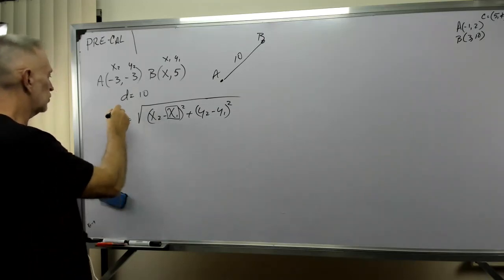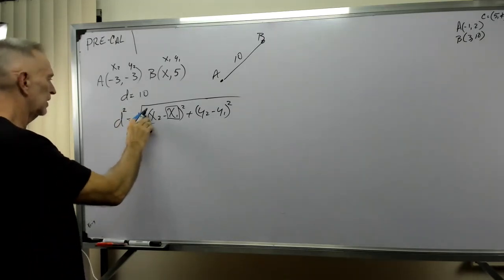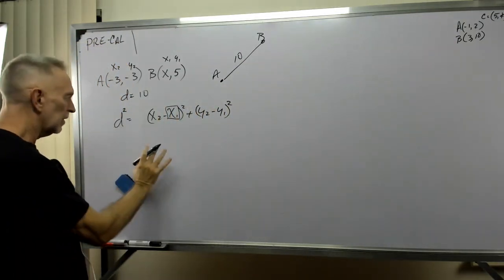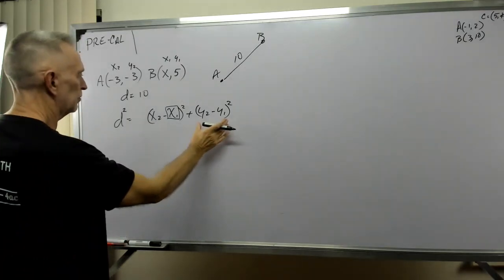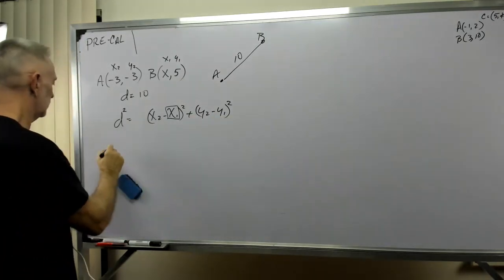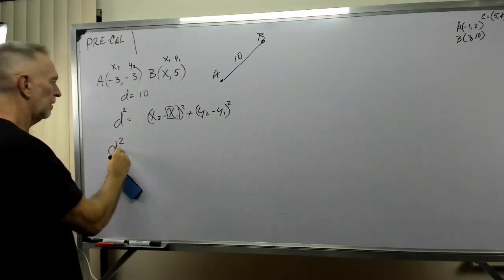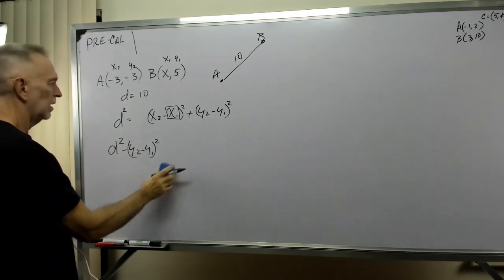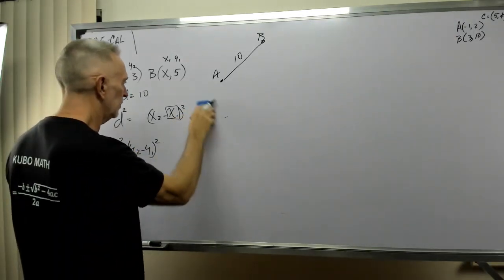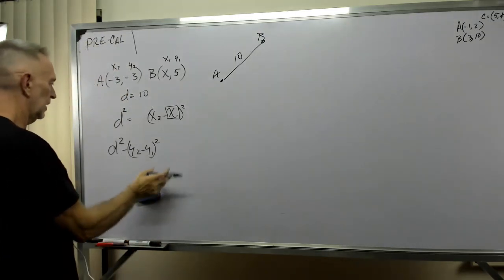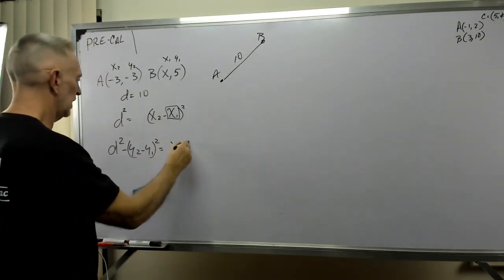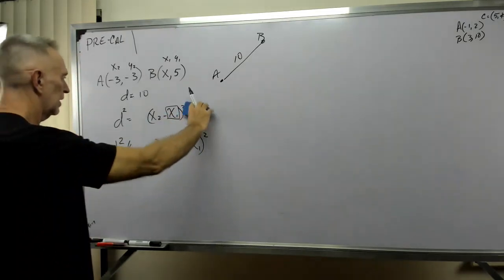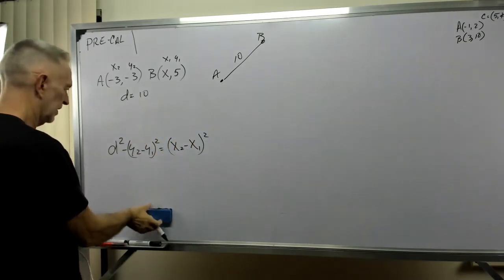Well, if I square both sides, I can wipe out that radical sign. Now let me subtract this from both sides. So I would have d squared minus y sub 2 minus y sub 1 squared, and that wiped it out right here. And that equals x sub 2 minus x sub 1 squared. So I was just left with that. I've kind of annihilated that one.